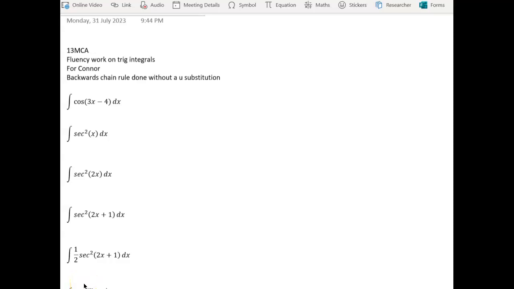Kia ora koutou. These are some trig integrals done for Connor, but also probably for quite a few other people. And all they are is backwards chain rule, but I've done them without a U substitution.